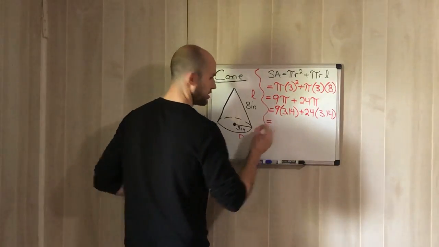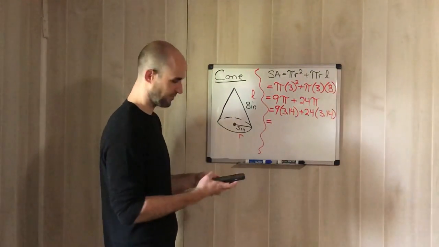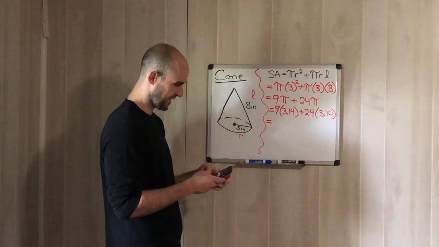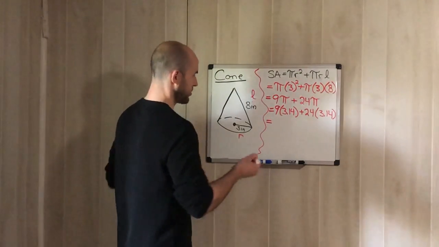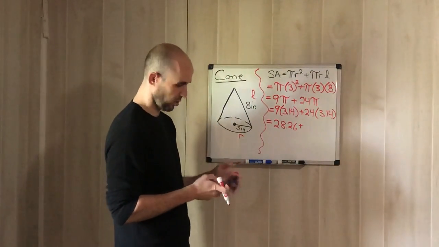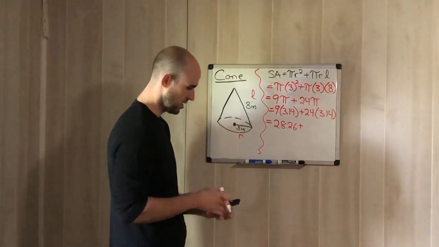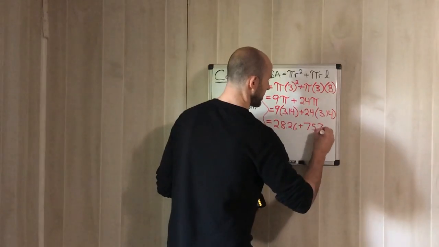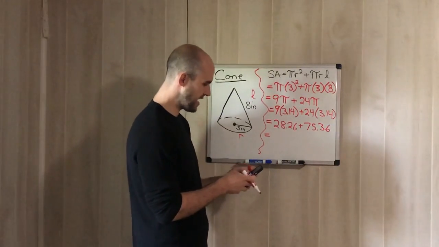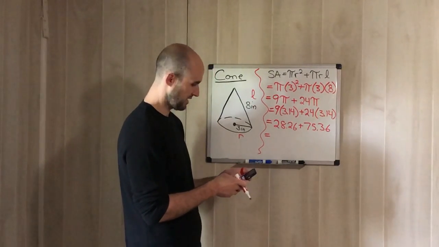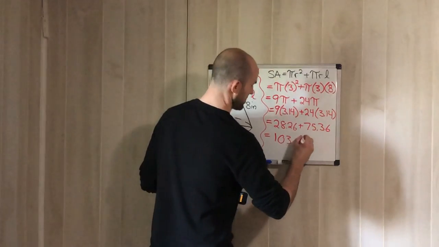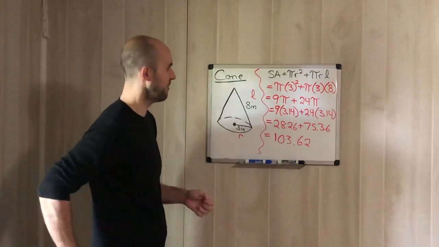And once you have this now, it's just multiplying everything out. I'll just grab my calculator. So we have that 9 times 3.14 gives us 28.26, right? So that's 28.26 plus, now we're going to end up doing 24 times 3.14, which gives us 75.36. And then when you want to add all this up, it's as simple as just adding them up. It's going to be 28.26 plus 75.36, which gives us 103.62.